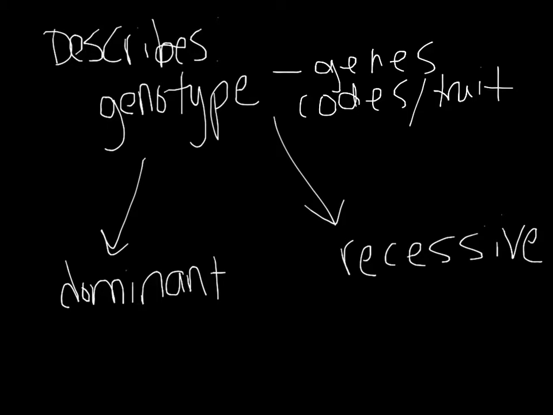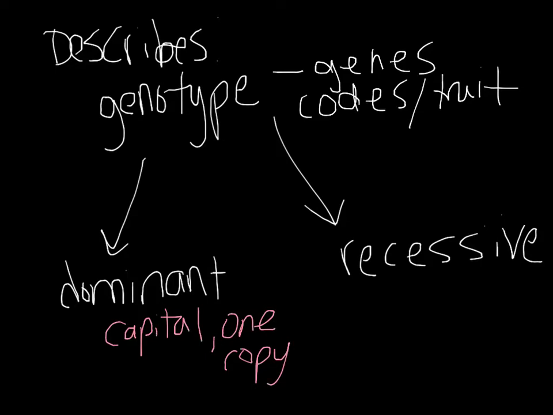Dominant, which is usually represented by a capital letter. The reason it's called dominant is that if you have one copy, this is going to show up as your phenotype. Some examples of dominant traits would include brown hair color, brown eyes, and other traits like that. You'll see a lot of this when we do our human traits lab. You'll see which traits are dominant and recessive.